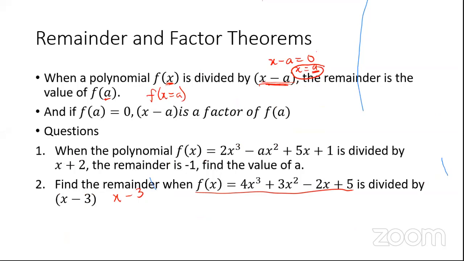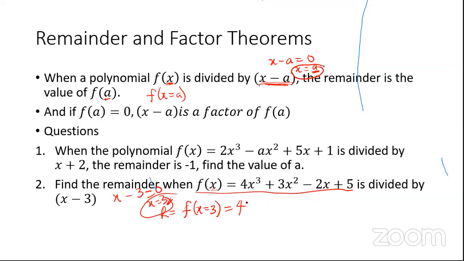So I just need to equate x minus 3 to 0. It becomes x equals 3. So I will now come here. Anywhere I see x, I will put 3 there. So f of 3 will be my remainder. The remainder would be f of 3. So anywhere you see x here, insert this 3 there.